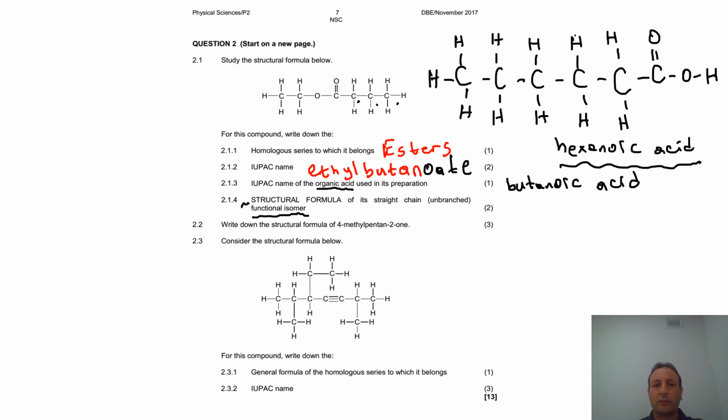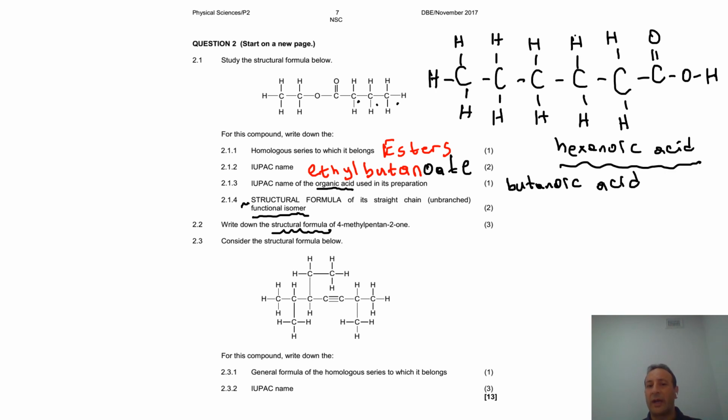The next one, write down the structural formula of 4-methyl pentan-2-one. Here we have an IUPAC name given. We are required to write the structural formula. It is important to write whatever is asked in the question. If it says structural formula, we must write structural. If it is condensed structural, then we have to give the condensed structural formula. Do not change it, please.